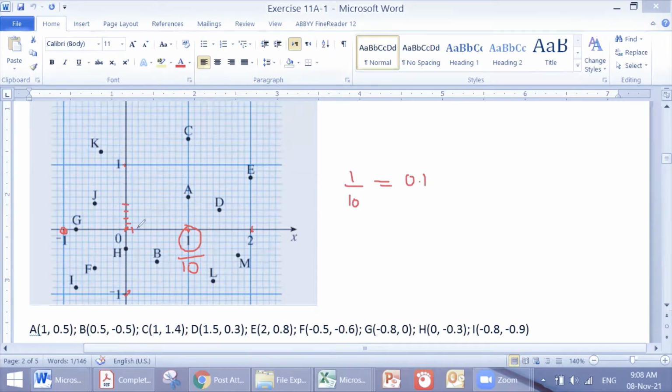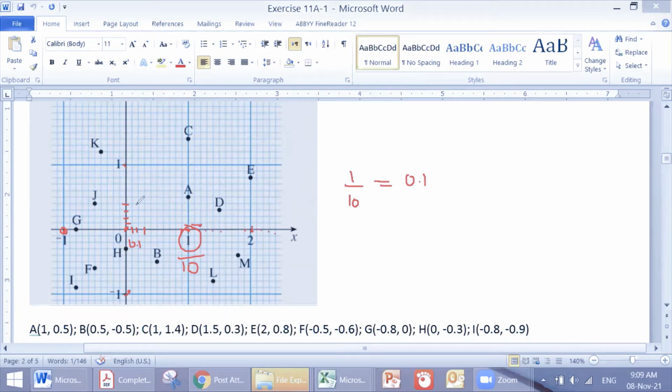0.1. So this small box or small division is telling me that if I move from 0 to this point, it will be 0.1. And this point will be 0.2, this point will be 0.3 and so on until this point will be 0.9, and after 0.9 will be 1. And after 1, if I move further, it will be 1.1, 1.2, 1.3, 1.4, 1.5, so on. This will be 1.9 and that will be 2. And now I will start adding 0.1 with each value, 2.1, 2.2, 2.3, 2.4.